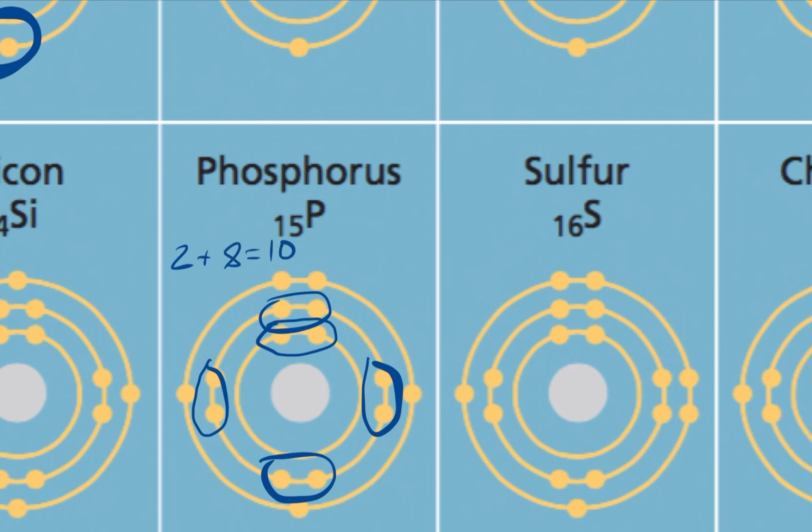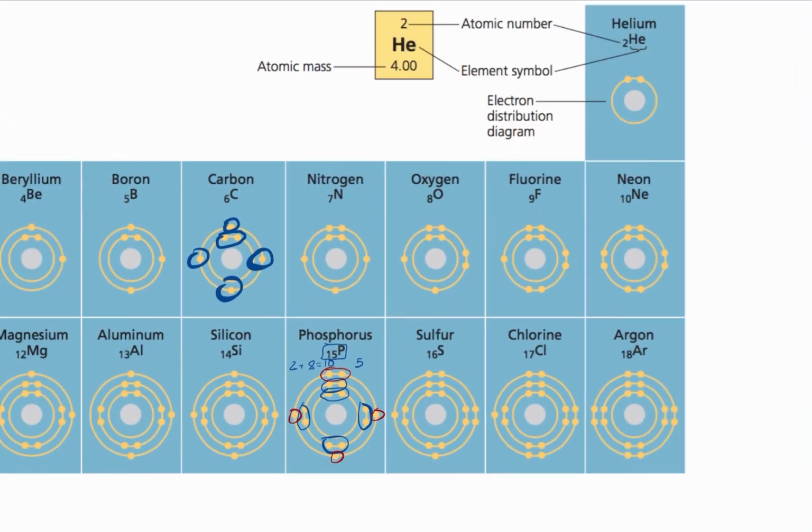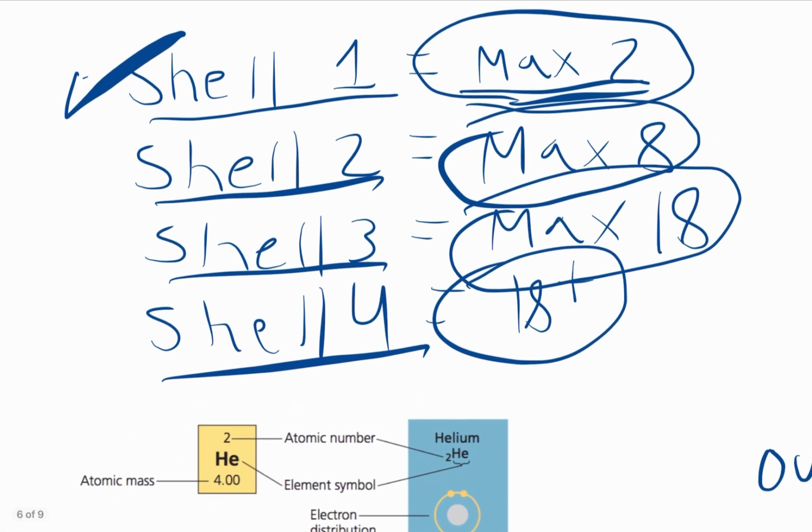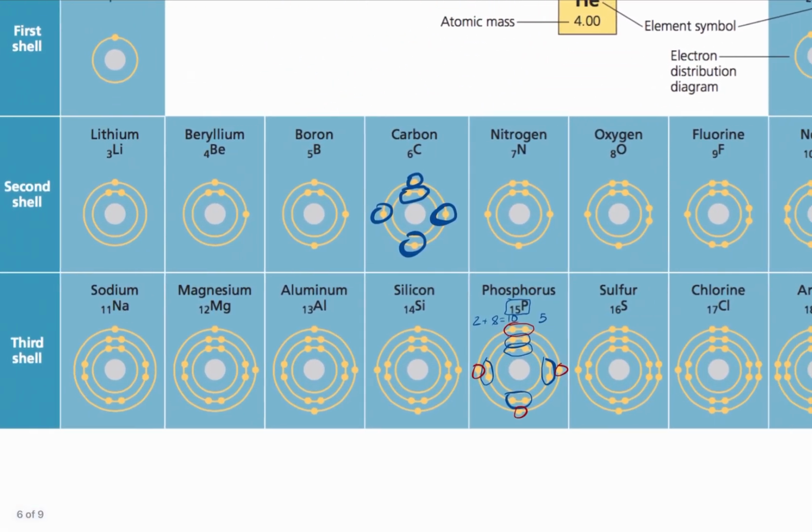So now we have 10. And phosphorus has 15 electrons. So we're missing 5 more electrons. Where are those other 5? Those other 5 would be right here. So we have 2, 3, 4, and 5 in the third shell. And the third shell can hold a maximum of 18, which is a lot. So that kind of fills up for phosphorus, right?